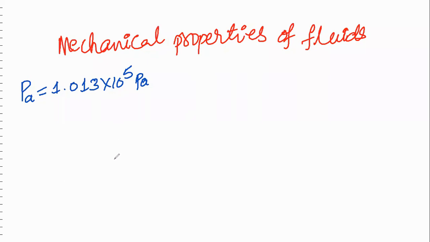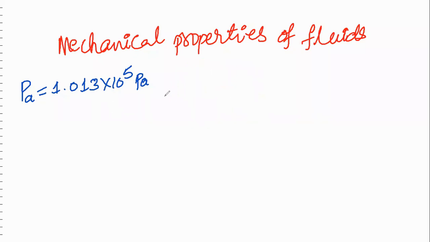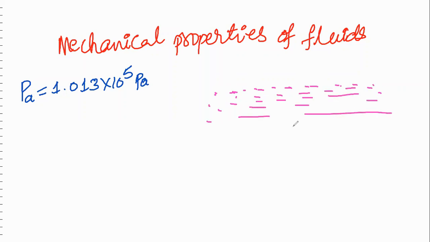Then, pressure is equal to force per unit area. How much force acts per unit area is called the pressure. Whenever we take the surface of the liquid, the pressure is nothing but atmospheric pressure. When we go into the depth of the liquid, at the point A, atmospheric pressure is there.